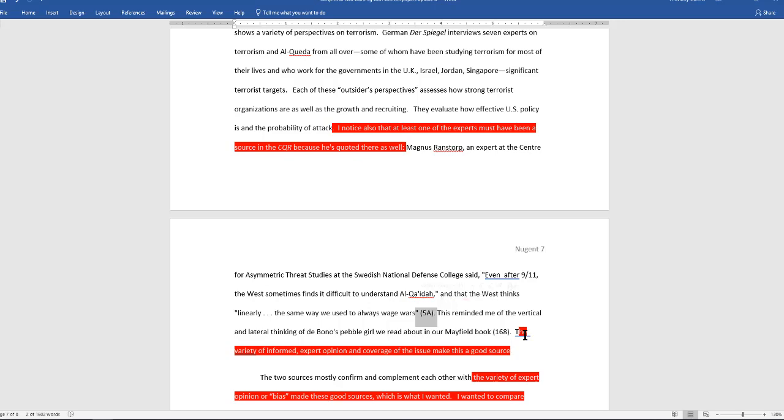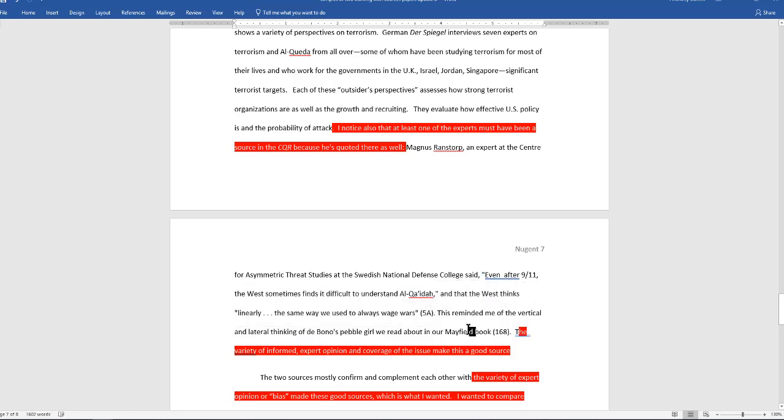And also, you want to know that it's quotable. And I think what he's got here is quotable. Even after 9/11, the West sometimes finds it difficult to understand al-Qaeda. We don't think right about our enemies. And maybe this source will help me think right. And maybe that's the larger criteria by which we're basing our judgment of sources. We think linearly, the same way we used to always wage wars.